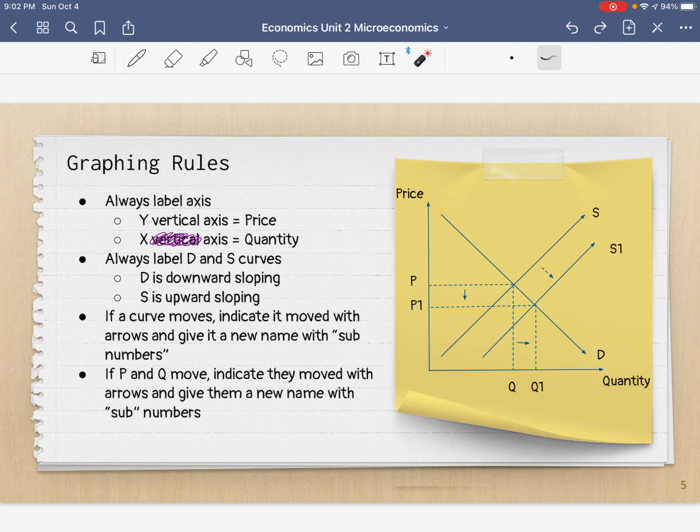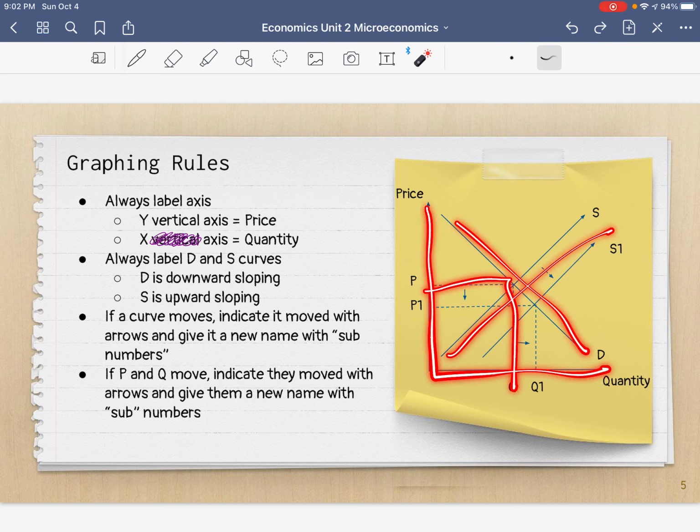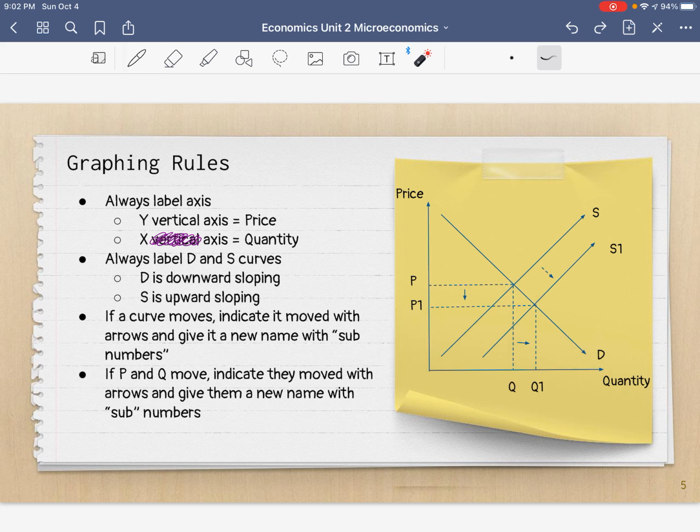But here's something that we're going to be doing in class. It doesn't just stay like this. It moves. Different curves move. Sometimes multiple curves move at one time. We're not going to get that complicated in this class, but we are going to be moving curves. So when a curve moves, when I say curve, I know it's a straight line. So you're like, what do you mean by curve? But they call supply and demand the supply and demand curves. So just keep that in mind, okay?